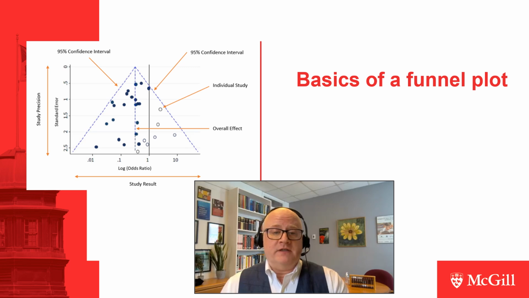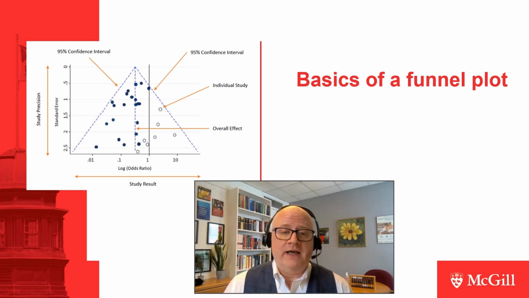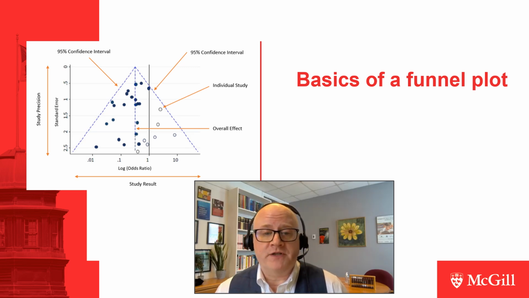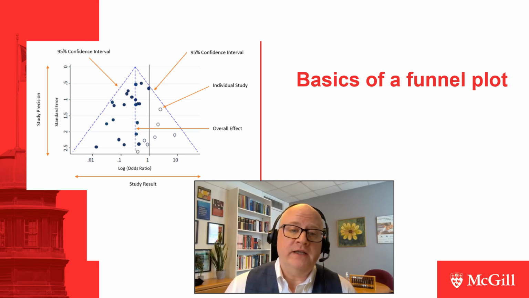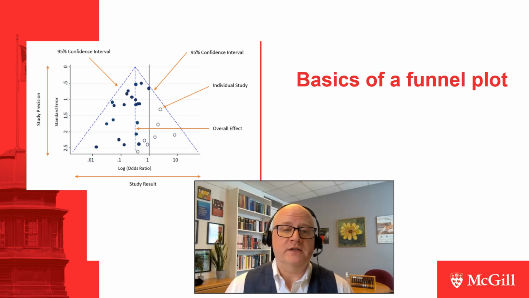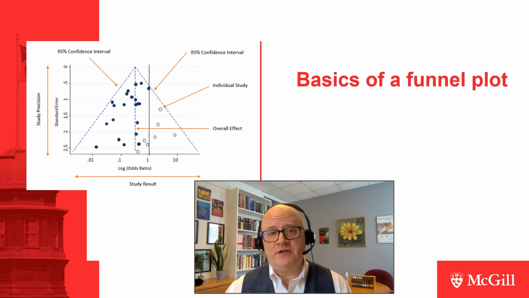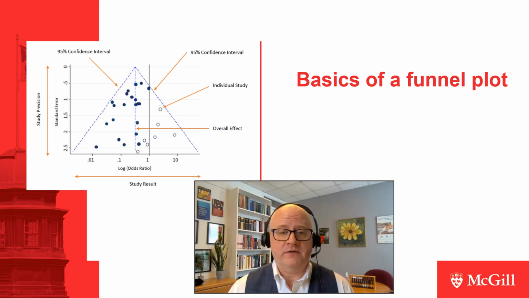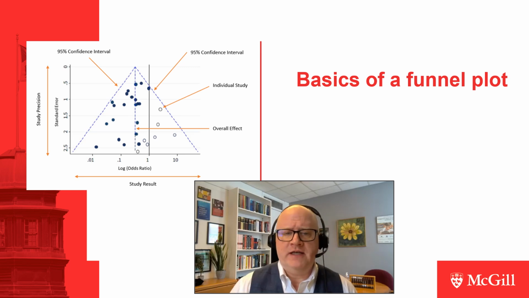You can see some of these issues on here. The horizontal axis is the study result or the effect size, and the vertical axis, the y-axis, is the study precision. Usually it's a standard error of estimate, or a standard error of measurement in some cases, but mostly standard error of estimate, to see how precise or how detailed it is.